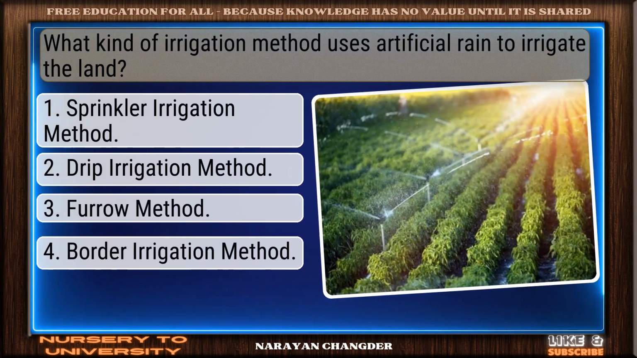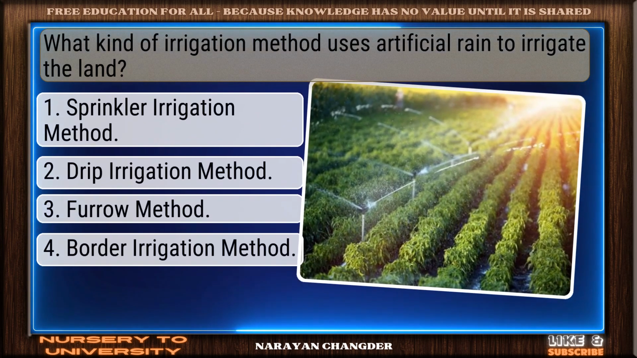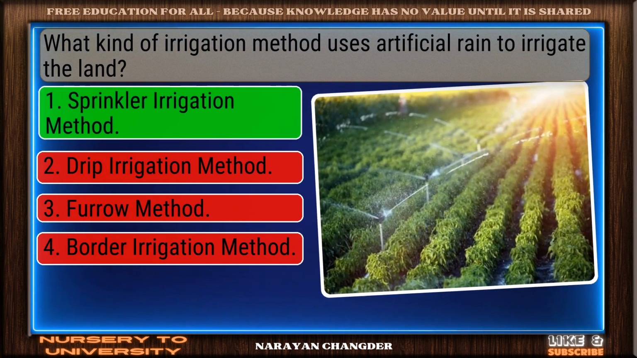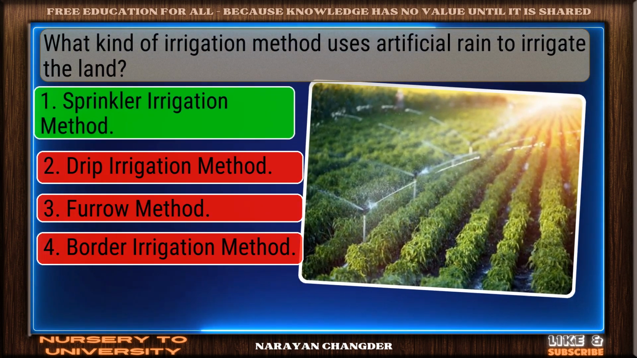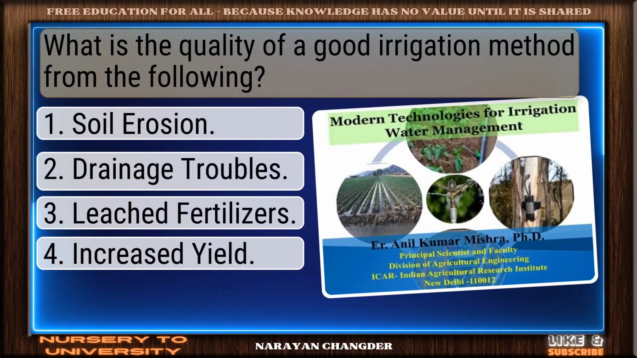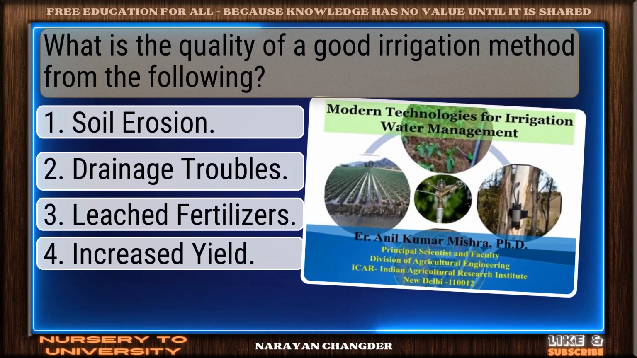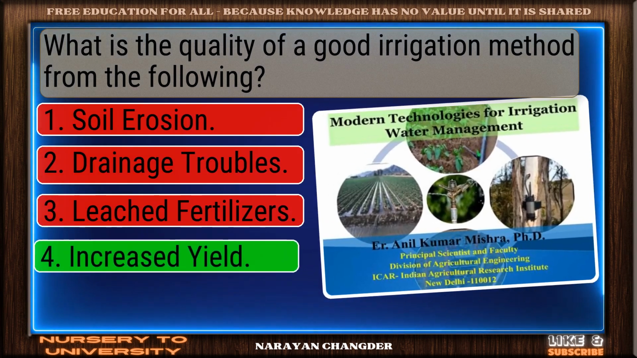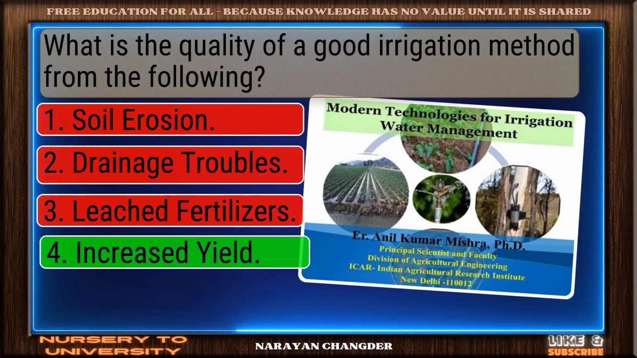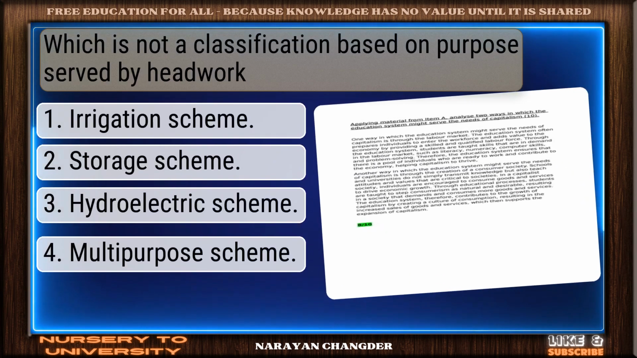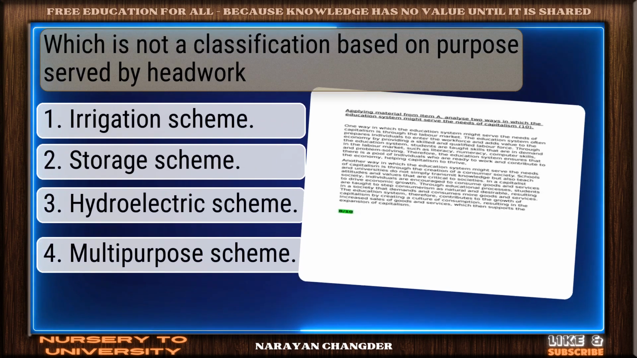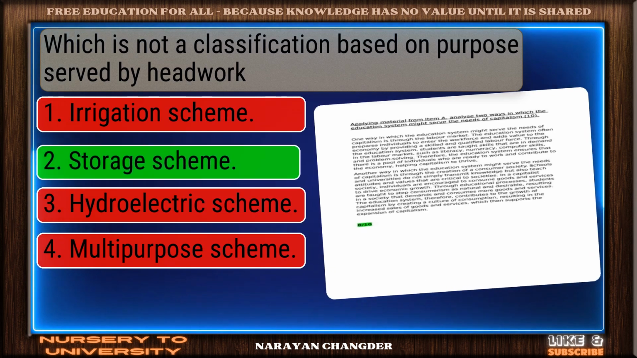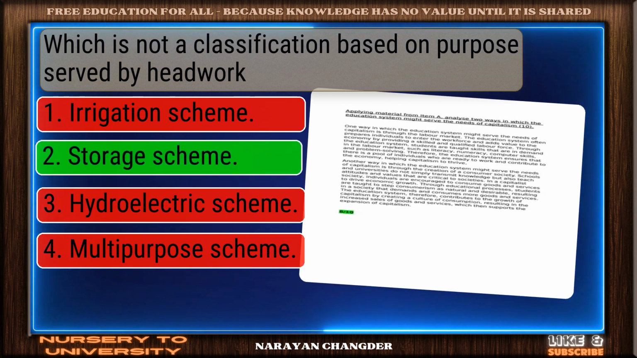What kind of irrigation method uses artificial rain to irrigate the land? Well done. Sprinkler irrigation method is the right choice. What is the quality of a good irrigation method from the following? Solid response. Increased yield is a valid choice, which is not a classification based on purpose served by headwork. You got it. Your choice storage scheme is right.